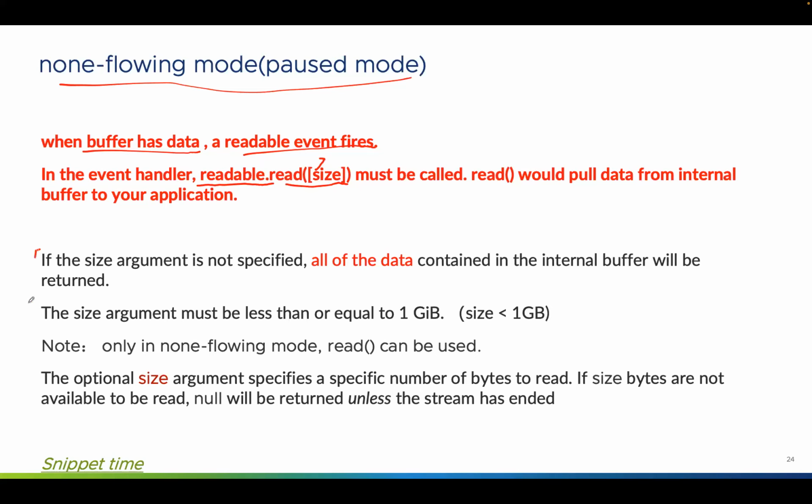There are some rules here. If the size argument is not specified, all the data contained in the internal buffer will be returned. So you read once, and all the data within the readable stream's internal buffer will be read out to your own application. But the size limit is 1 GB for one read.